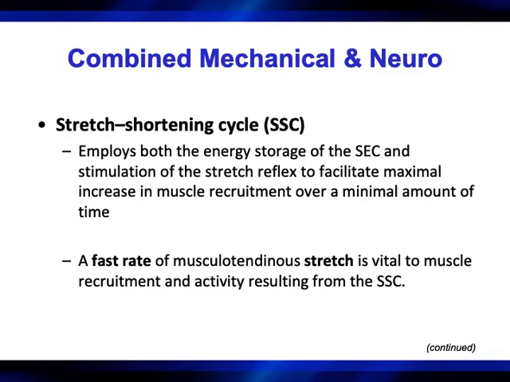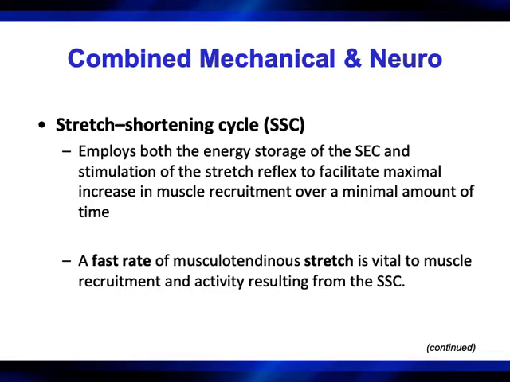So it's very important that the pre-stretch is key in order to maximize force production in a short period of time. Also, a fast rate of musculotendinous stretch is vital to muscle recruitment and activity resulting from the stretch-shortening cycle. So this is very, very important. The rate at which you eccentrically load the muscle, the speed at which you pre-stretch, is vital, followed by the speed of the concentric contraction. Otherwise, that potential energy or elastic energy is lost as heat. So it's very important to have a very fast stretch, and therefore, the subsequent concentric contraction.